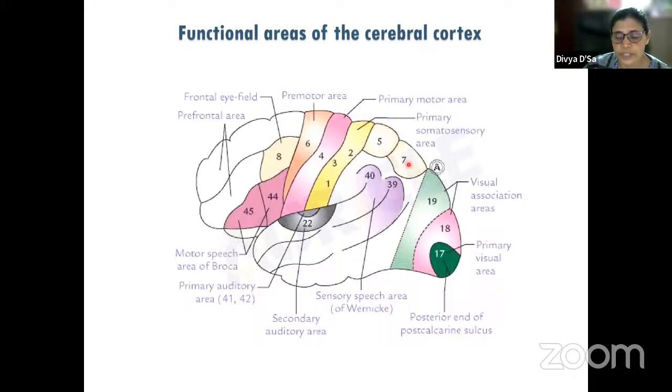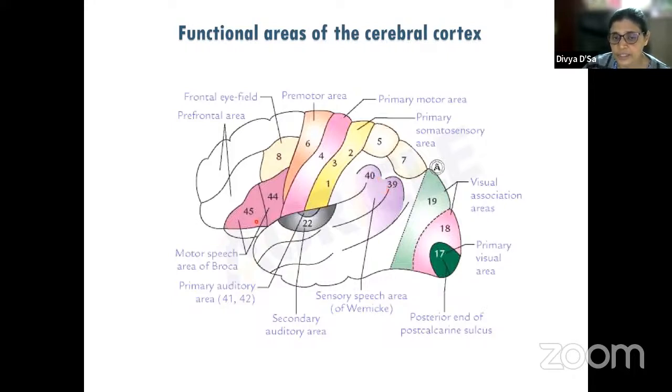That is, with closed eyes we are able to feel the size, shape and texture of the object and identify what it is. So that is 5-7. Then here the supramarginal gyrus and the angular gyrus, area number 40 and 39. Angular is 39 and supramarginal is 40. So this is the sensory speech area, also called Wernicke's area.